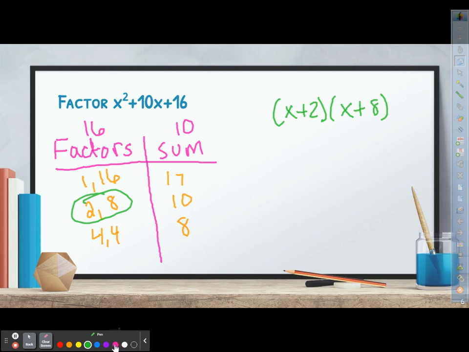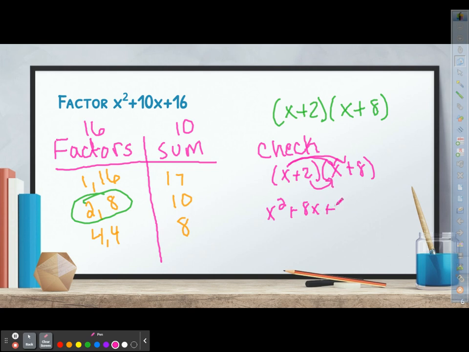Now, you can always check your work. If it says to check your work, make sure you check your work. And here's how you check your work. Okay, so you would just multiply out x plus 2 times x plus 8. Okay, so you would do x times x, which is x squared, x times 8, which is 8x, 2 times x, which is 2x, and 2 times 8, which is 16.